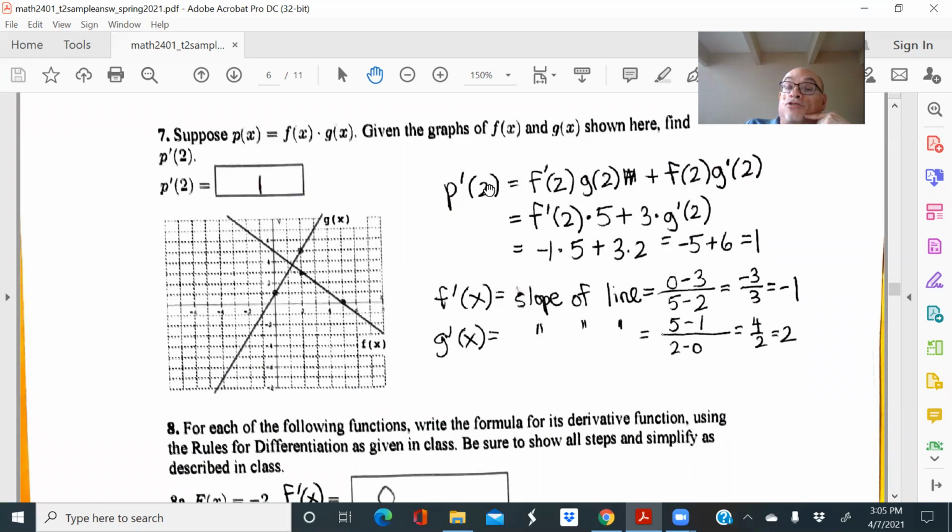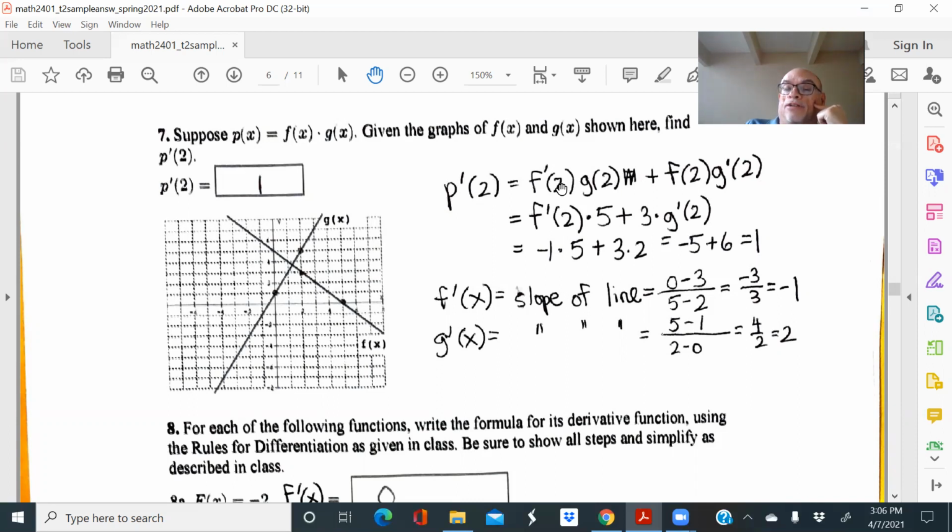I took f prime of 2 because I wanted to know what the derivative of p was at 2, right? So I took the derivative of f at 2 times g of 2, f prime times g, plus, and then kept f of 2, so kept f, and then multiplied by g prime of 2. So you see, this is just the product rule, except instead of using the variable x, I used the input 2 because that's what I wanted to find. I wanted to find not p prime of x in general, but p prime of 2.